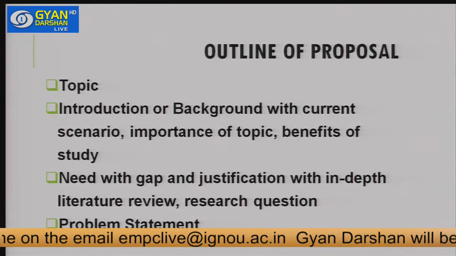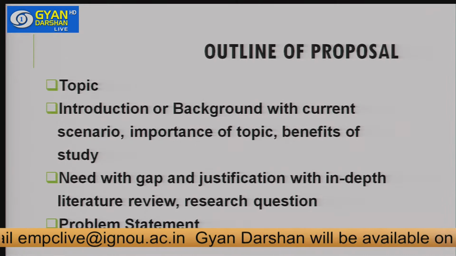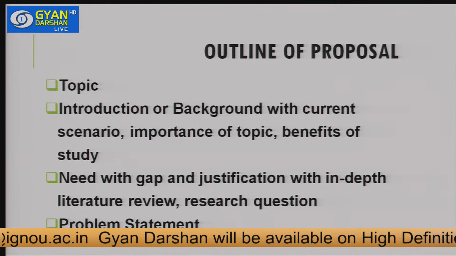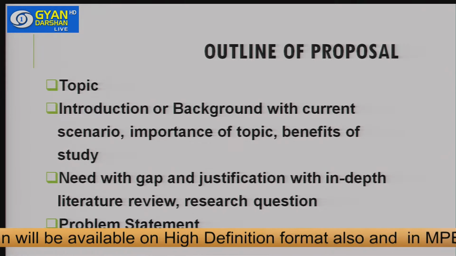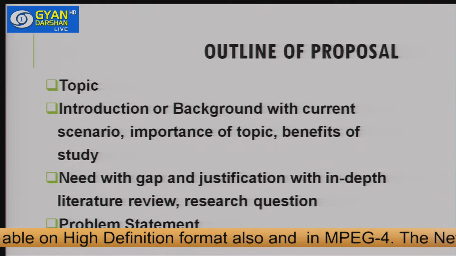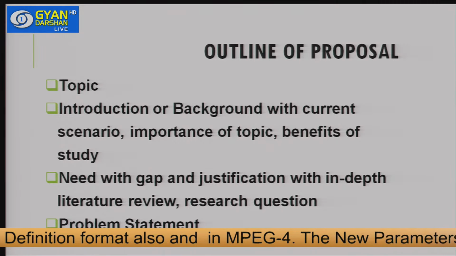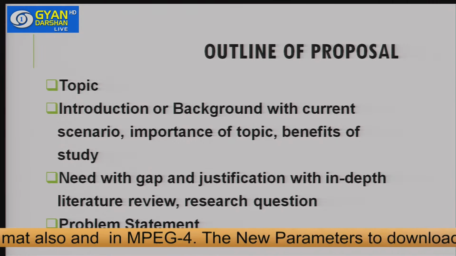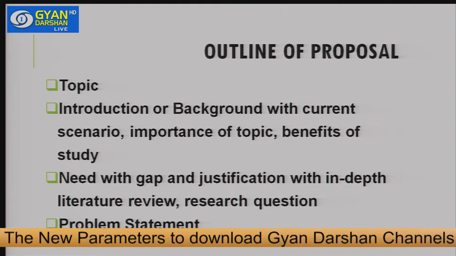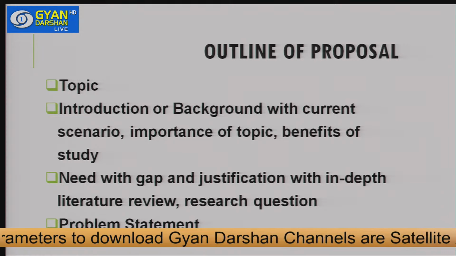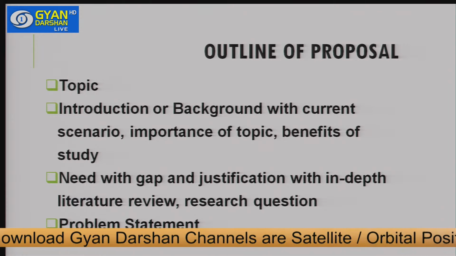Outline of a proposal. First, most important is the topic. Then introduction and background with the current scenario, importance of the topic, benefits of the study. The need. I found most students do not justify the need. They do not go in depth with the literature review.